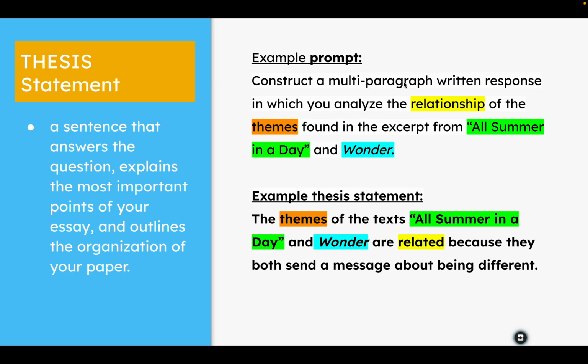So below, I have an example thesis statement. And I use those same words and ideas from the prompt in my thesis statement while also giving an answer for the prompt. So I said the themes of the text All Summer in a Day and Wonder are related because they both send a message about being different. So that is my answer, because they both send a message about being different. And notice that I didn't use the exact word relationship, but I used related, and that's okay as long as you're using those same ideas of the words.